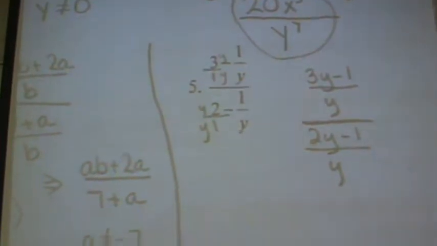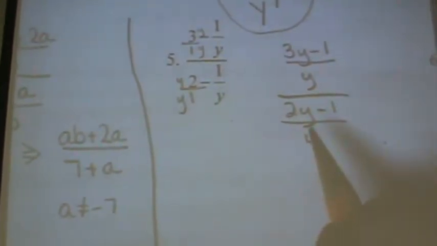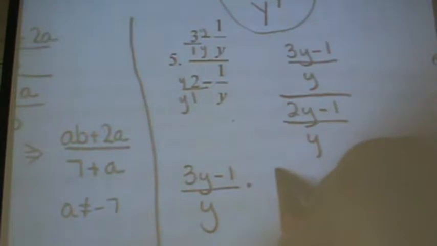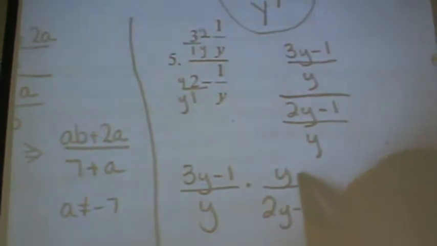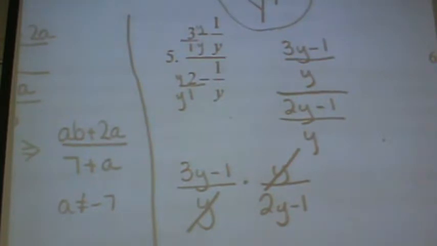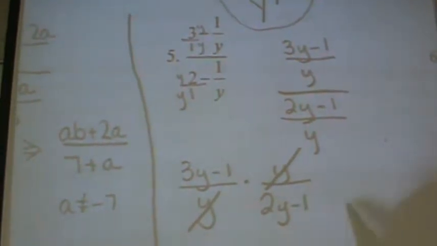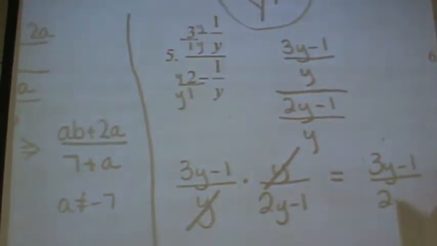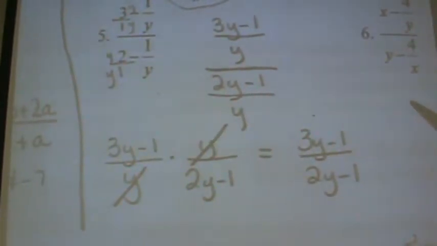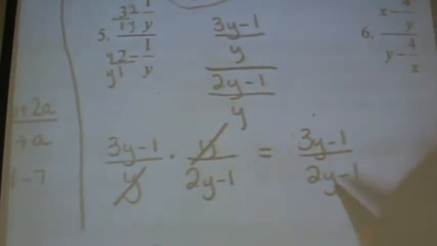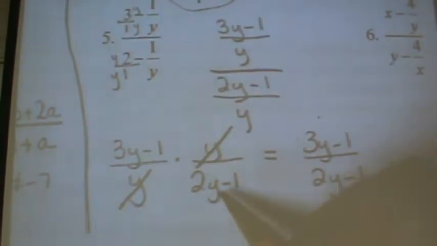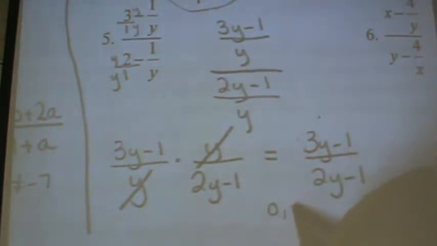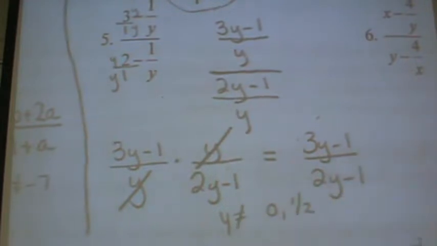Yeah. Okay, now you're going to flip it. What cancels? The y's. That's it. What's your final answer? 3y minus 1 over 2y minus 1. Anyone know what the restriction is? What don't you want y to be? 0. 0 and 1 half? Okay. 1 half. Good.